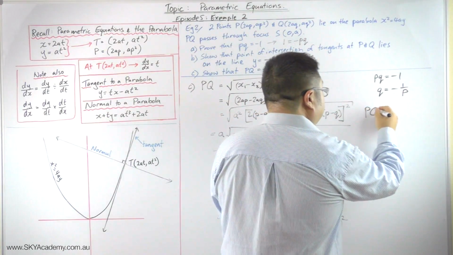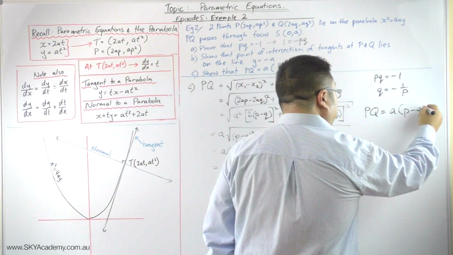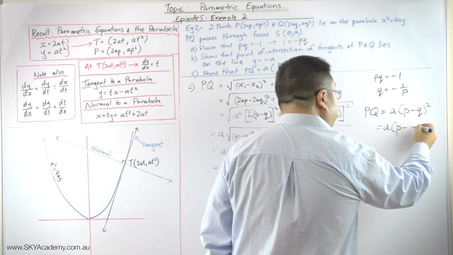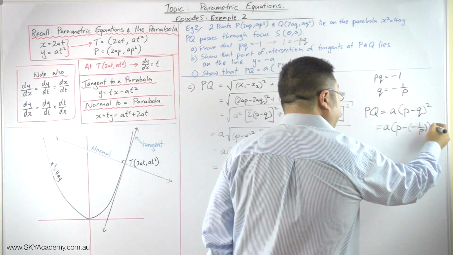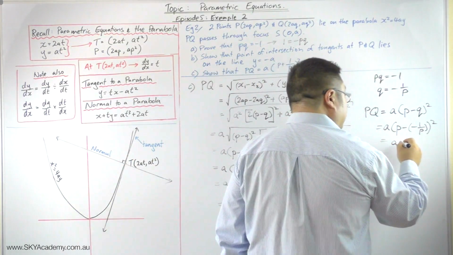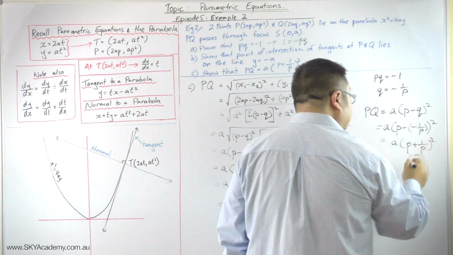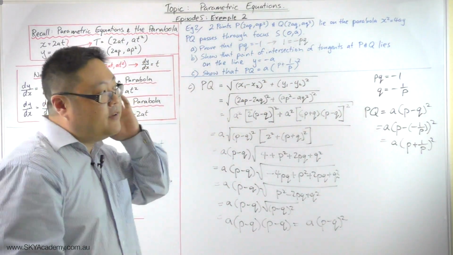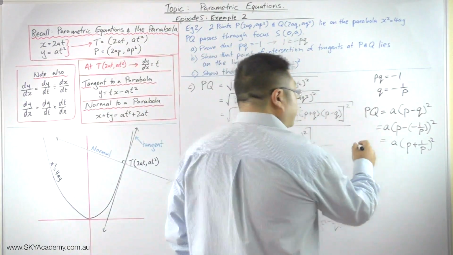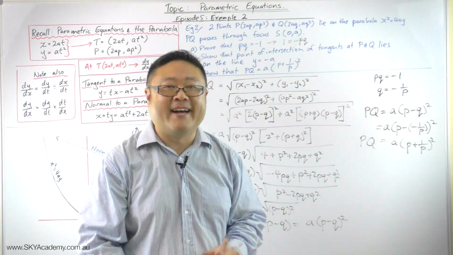So now the result is A outside of P minus Q all squared, which is going to be equal to A outside of P minus negative 1 on P all squared. Now, these two negatives make a positive, so it's equal to A outside of P plus 1 on P all squared. Bingo, there you have it. This bit is exactly what we're looking for. So the result is A outside of P plus 1 on P all squared. Okay, so there you have it.